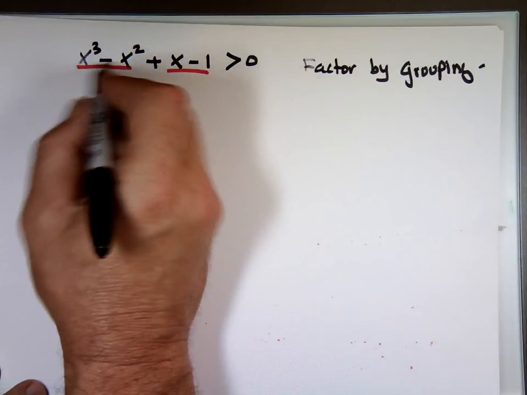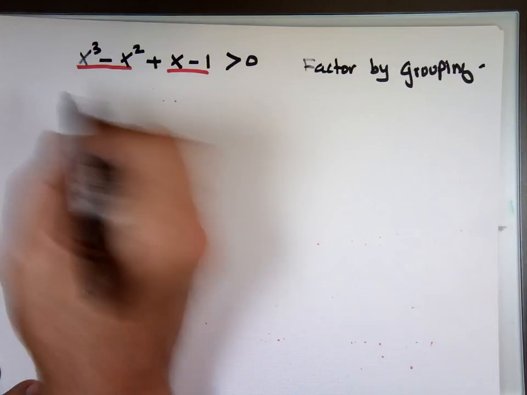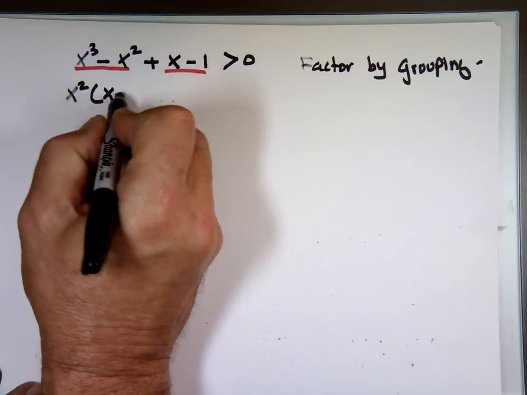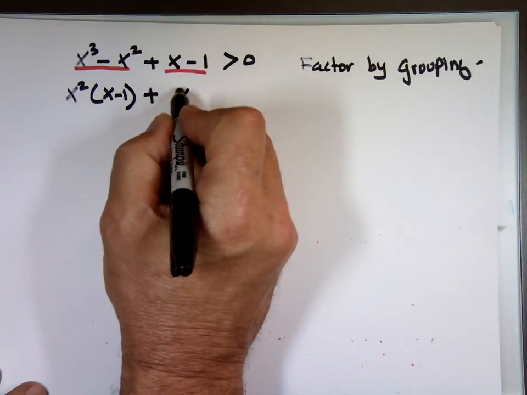Let's look at this. The first two, anything in common? Yes, x squared. And then you have an x. And this is what? Nothing really.